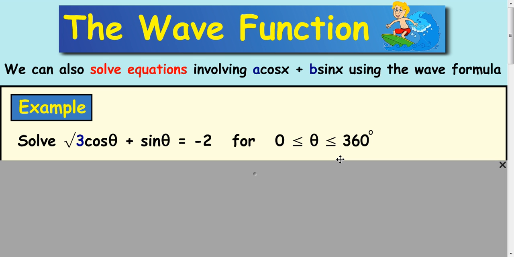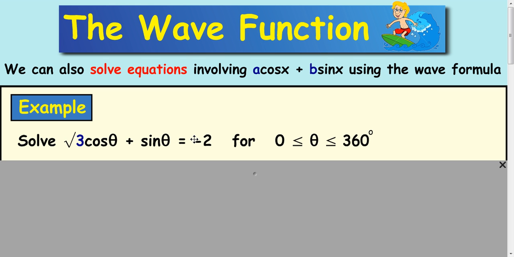Now when you see an equation like this, where we've got a cos theta and a sine theta, it's impossible to solve this without doing the wave function at the moment. We can't use the double angle formula because we don't have a cos squared, and we have no other option but to try and change this into the wave function format. So look out for it.